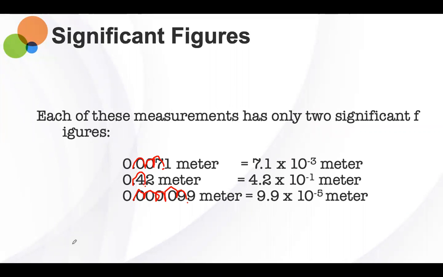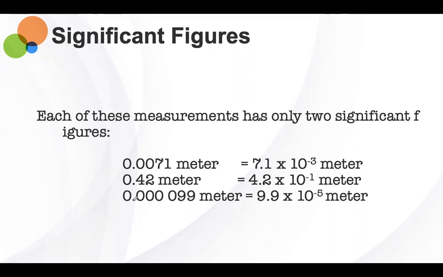Right. So if we have 0.00099, in order for us to get this to two significant figures, we have to change it to standard form. And the way that we do that is by multiplying it by 10 to the negative 5.